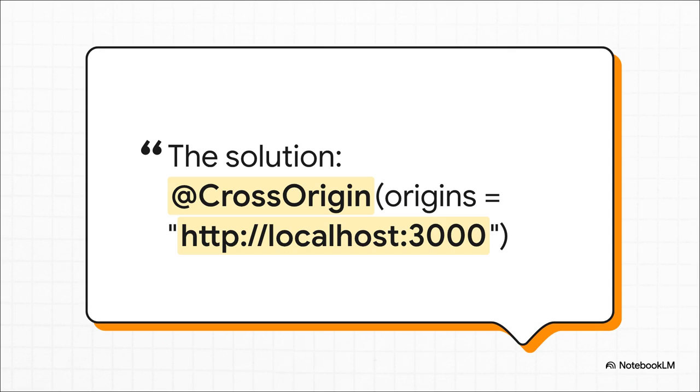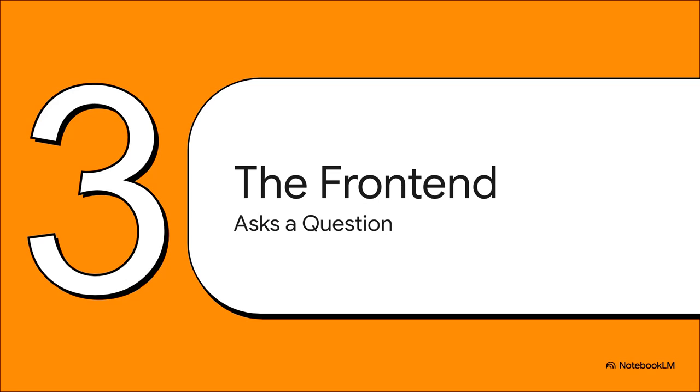Getting this permission is as simple as adding this one line of code in Spring Boot. This @CrossOrigin thing is literally the permission slip. It tells the server, look, I'll accept requests, but only from the app running at http://localhost:3000. The front door is now unlocked, but we've only given a key to our React app. Okay, so the kitchen's open for business, the bouncer knows who to let in.